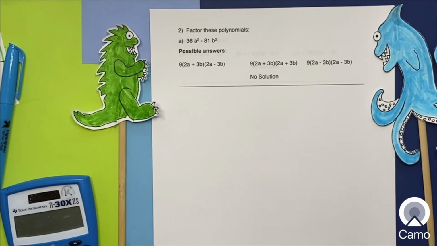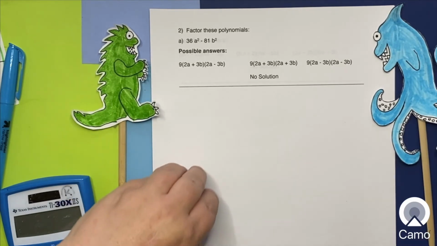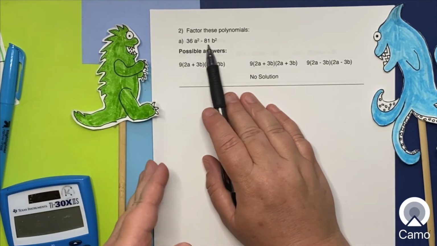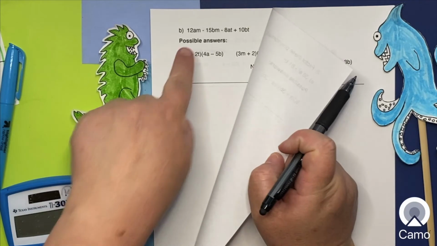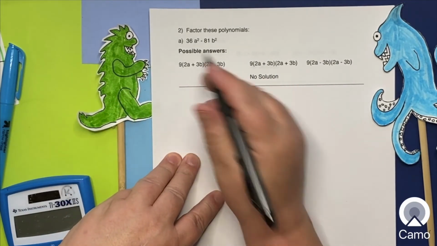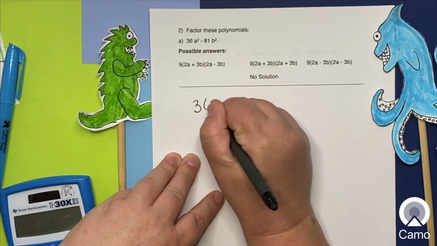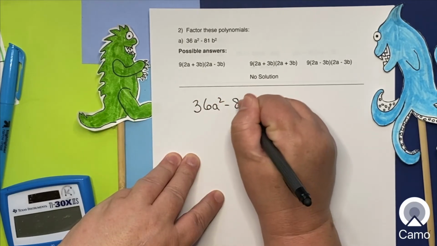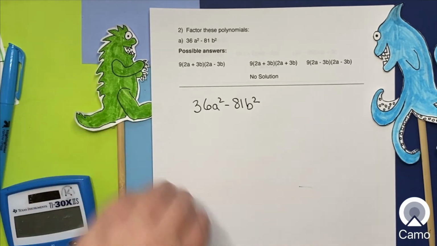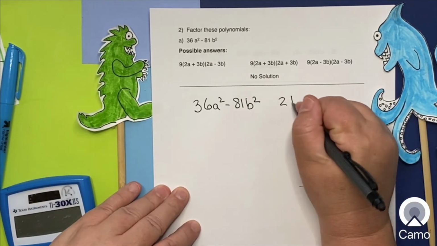Lots of wonderful things. So for number 2, factor these polynomials, and then you'll see right here, it's like, what do you mean these polynomials? And the answer is there's another one over here. So for part A, I've got 36a squared minus 81b squared. Okay, that is 2 terms.